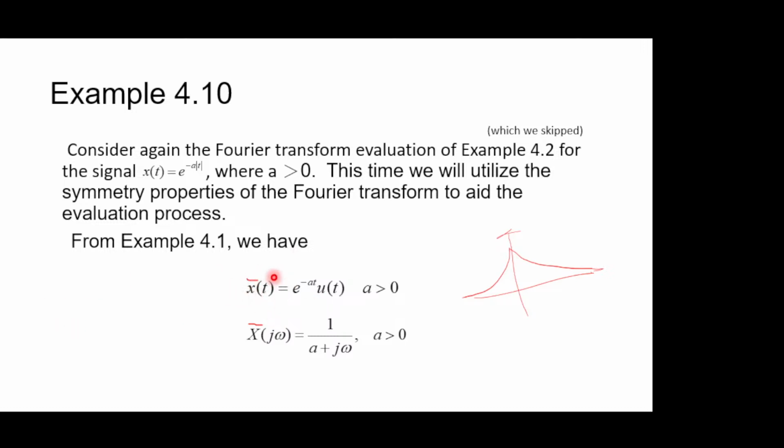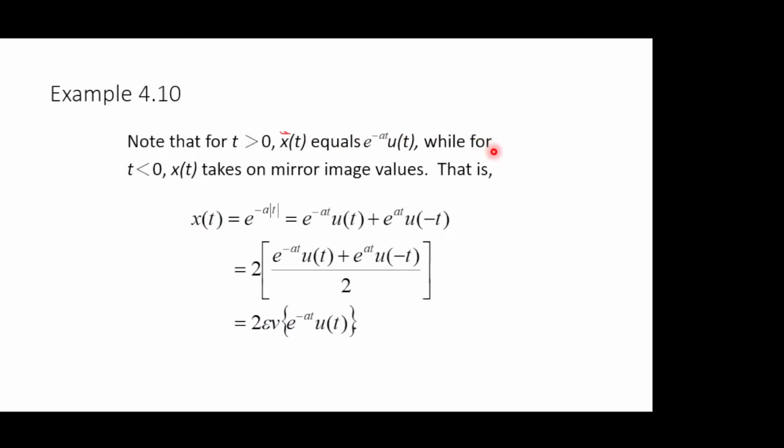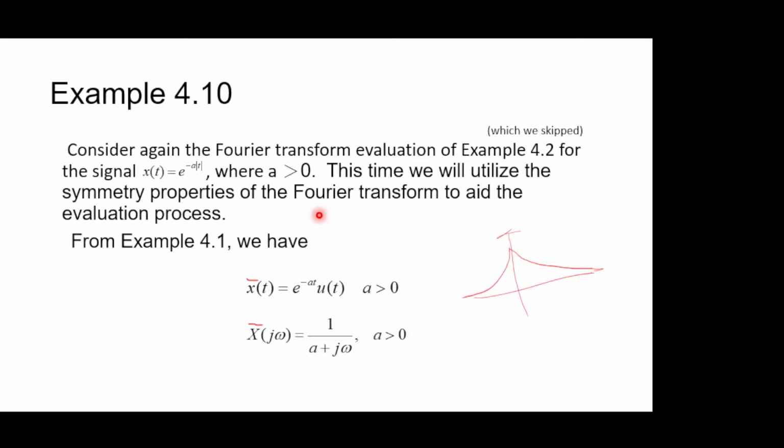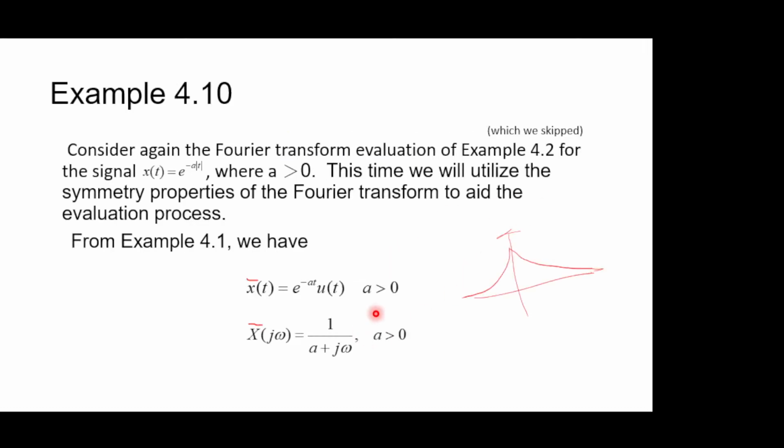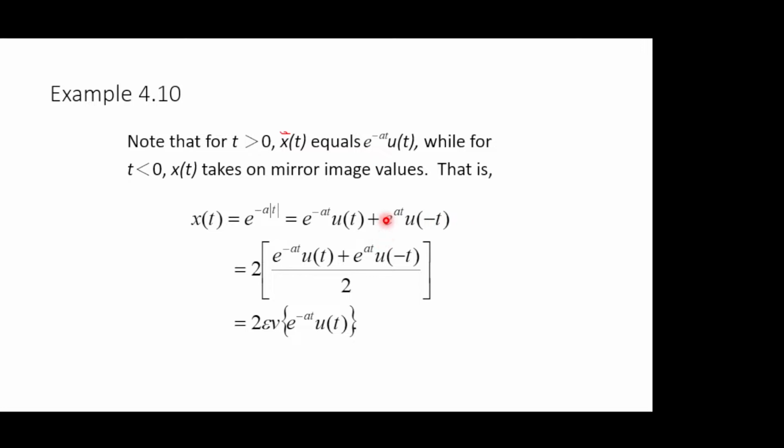So we try to piece together x bar to x of t, and we can do it by having x of t equal to e to the minus a absolute value t. The right-side exponential decay is just e to the minus a t u of t, and then we also have the left-side exponential decay. For t less than 0, that becomes negative t, and so becomes e to the a t, and you cut off at t equals 0 with u of minus t.